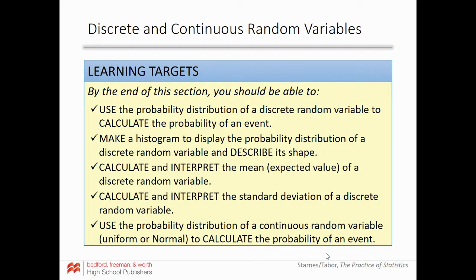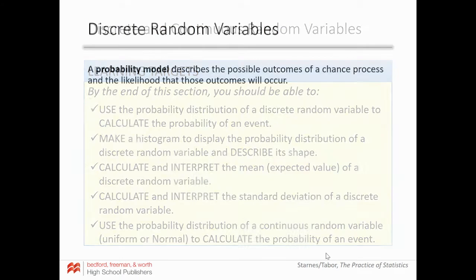So our learning targets to start: use the probability distribution of a discrete random variable to calculate the probability of an event. Make a histogram to display the probability distribution of a discrete random variable and describe its shape. Calculate and interpret the mean expected value of a discrete random variable. Calculate and interpret the standard deviation of a discrete random variable, and then use probability distributions of a continuous random variable, the uniform and normal, to calculate the probability of an event.